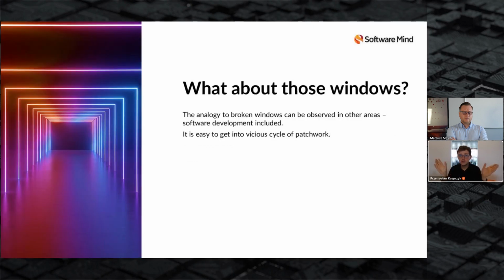So what about those windows I mentioned before? The analogy to broken windows can be observed in other areas, software development included. It is easy to get into a vicious cycle of patchwork. What do I mean by that? It's when we create a piece of code that is not optimal and has some kind of clarity issues.